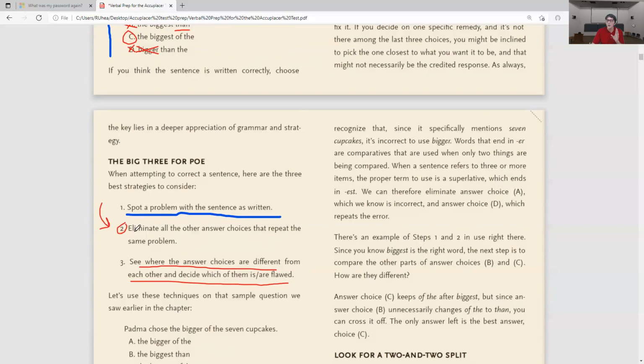In my next video, I will use a similar process for answering the other types of test questions that I'm just about to introduce you to on the Accuplacer test.